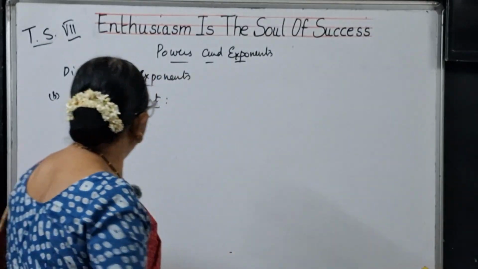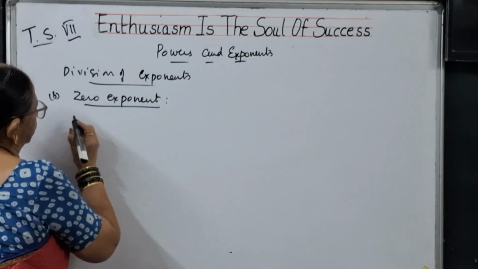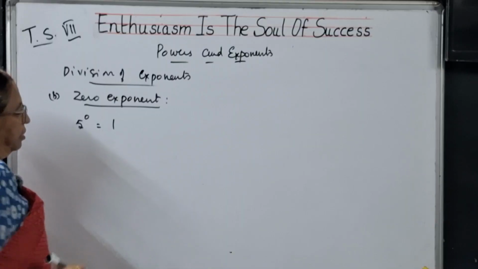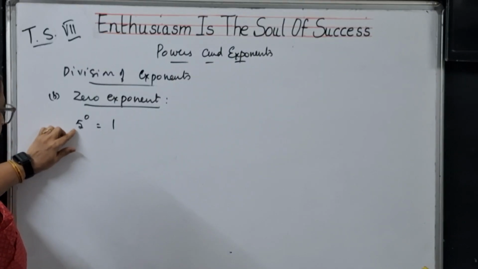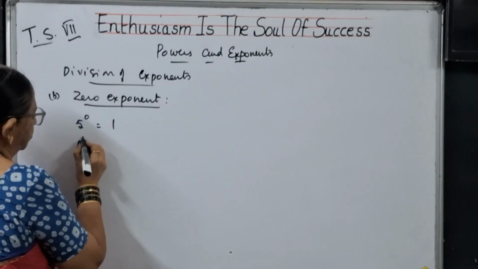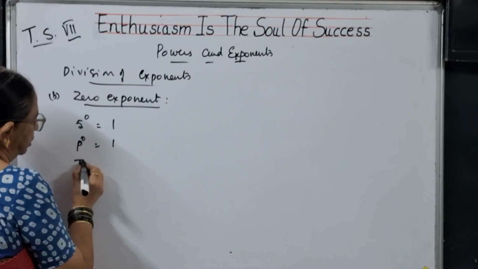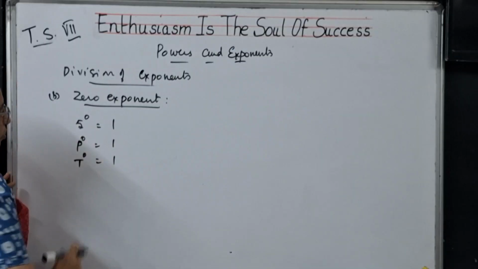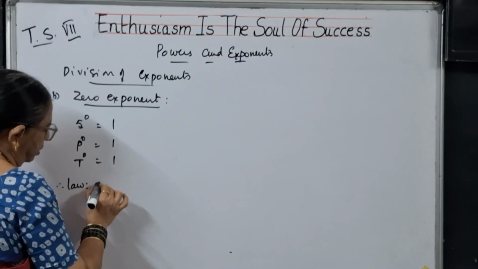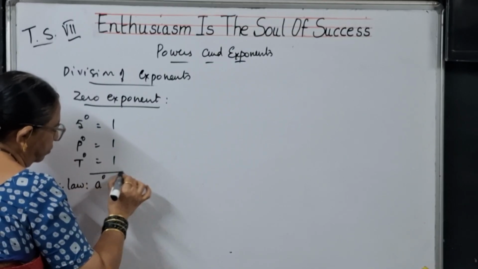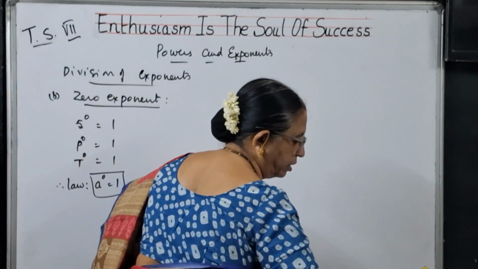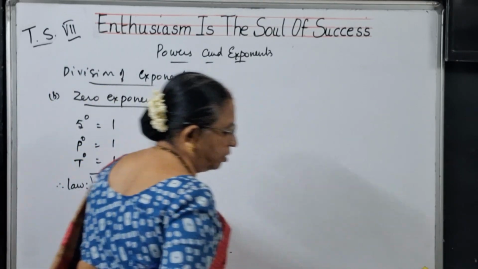Now the next part is zero exponent, children. Zero exponent means suppose you have got 5 to the power of 0. It should be considered as 1. Any base with power 0 is considered as 1. P to the power of 0 is 1. T to the power of 0 is 1. Any number. So what law are you getting? a to the power of 0 is equal to 1. This is the law that you are getting in this case. Any number to the power of 0 is 1.